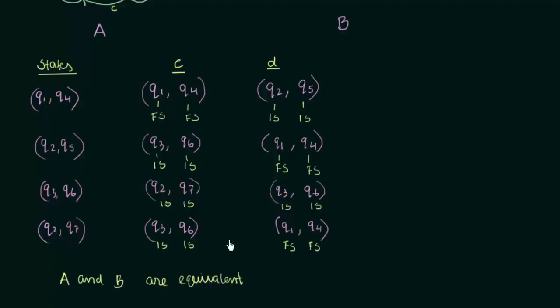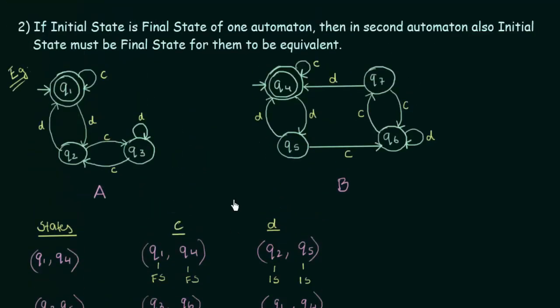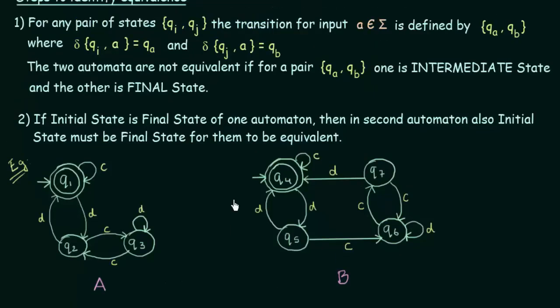Now when you are checking, if in any of the pairs one is a final state and the other is an intermediate state, then at that moment you can stop the checking and confirm that they are not equivalent. But from this example we found that both these automata are equivalent. So these are the steps that we followed, and I hope it is clear to you.